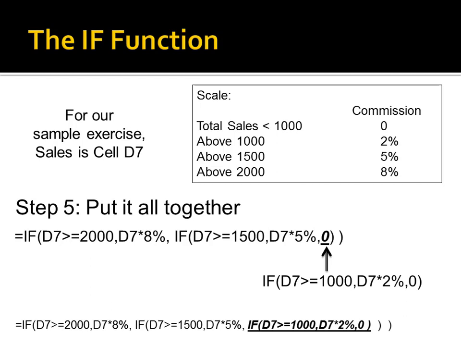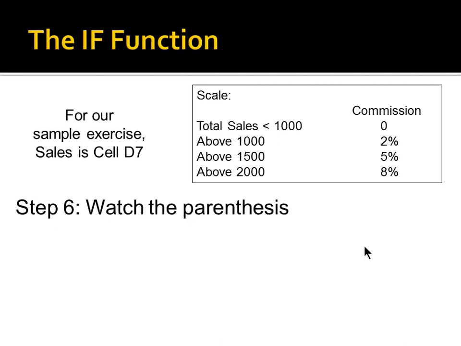This is how you read it. If D7 is greater than or equal to 2,000, then he gets 8%. Well, if not, then if D7 is greater than or equal to 1,500, he gets 5%. Otherwise, if D7 is greater than or equal to 1,000, then he gets 2%. Wonderful formula. Step 6, watch the parentheses.